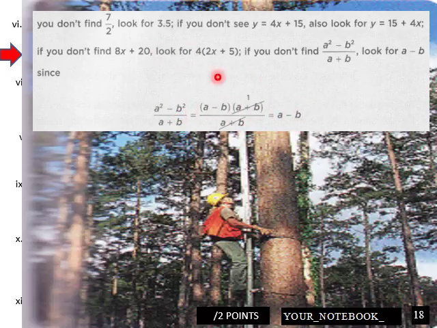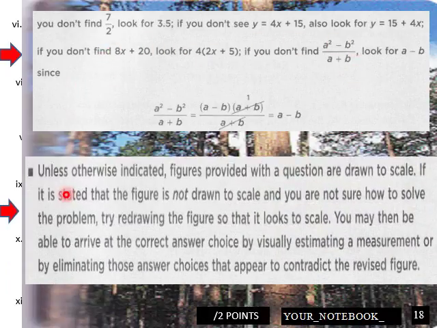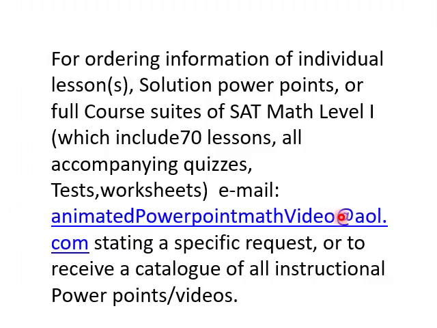So it can be tricky in the form that multiple choice answers are put out there. Unless otherwise indicated, figures provided with a question are drawn to scale. If it is stated that the figure is not drawn to scale and you're not sure how to solve the problem, try redrawing the figure so it looks to scale. You may then be able to arrive at a correct answer choice by visually estimating a measurement or by eliminating those answer choices that appear to contradict the revised figure.